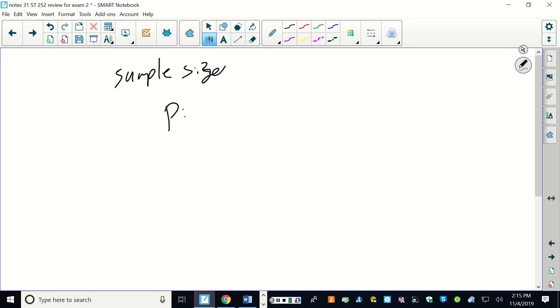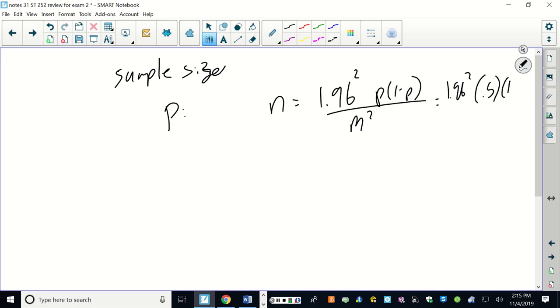If you're dealing with a proportion, the sample size is usually the normal value squared, p times 1 minus p, over the margin squared. So 1.96 squared, 0.5, 1 minus 0.5, over something like 0.03 squared. And this gives 1,067 or so, or 1,068 if you round up. And if you had a sample proportion of 0.4 or 0.3, you could put that there instead of 0.5, which is the maximum.